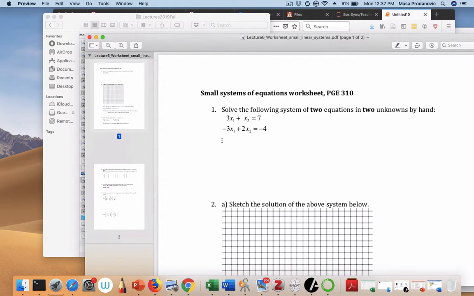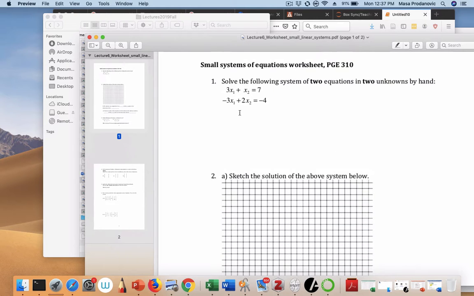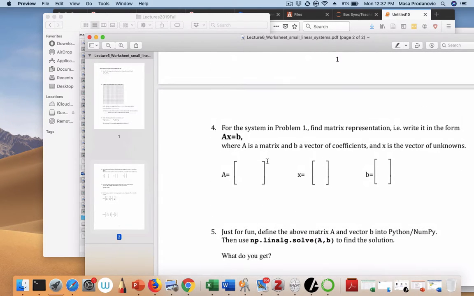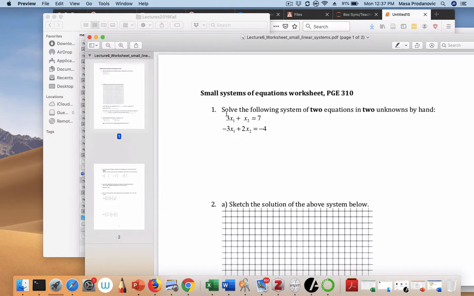Did everybody get through number 4? Yeah. So do we see how the matrix is 3, 1, minus 3, 2? And then my vector of unknowns is x1, x2, and then 7, minus 4. So in number 4, if I look at this system, I'm looking for Ax equals B. So what is my matrix A? It's 3, 1 in the first row, minus 3, 2. And my unknowns is a column vector, x1, x2. Okay? And my right-hand side, B, is 7, minus 4. Yes?